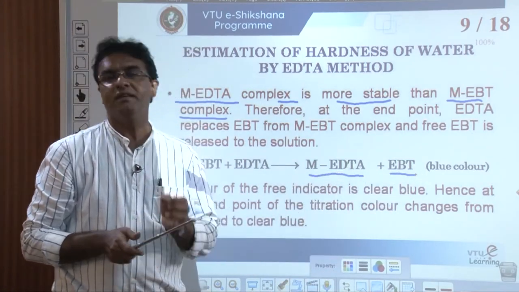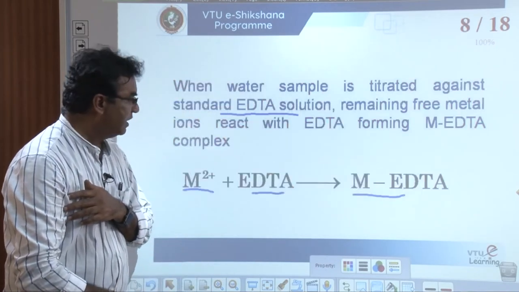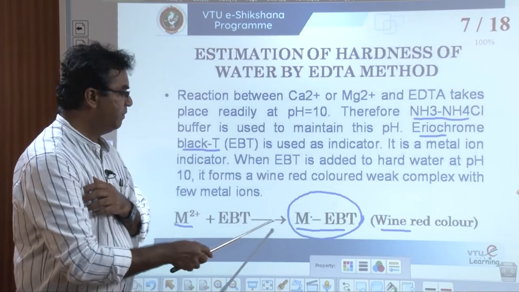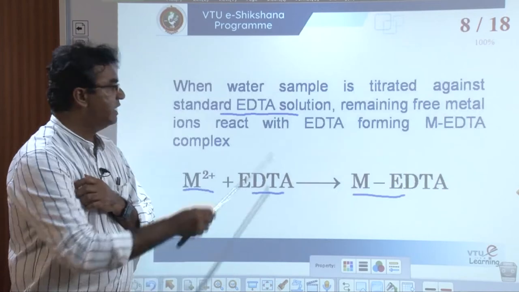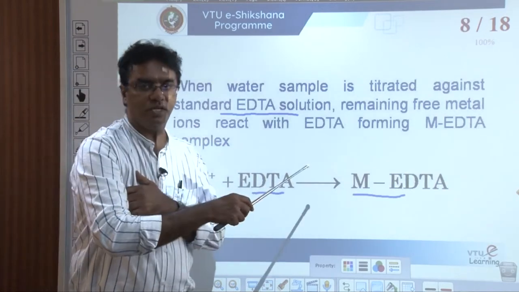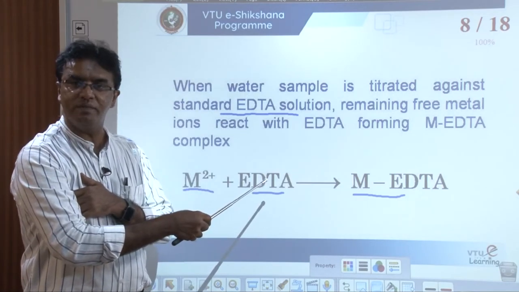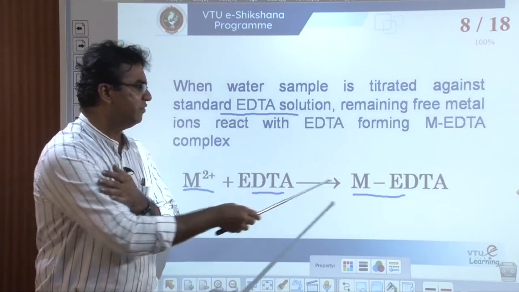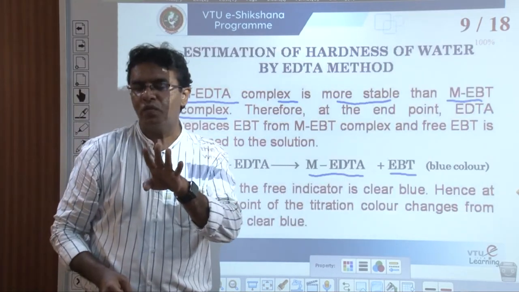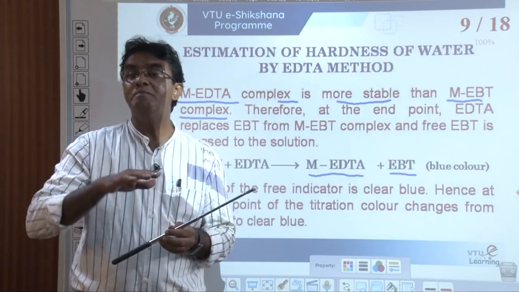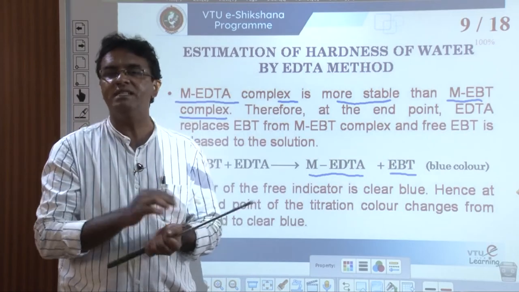Try to understand this. You are adding indicator, therefore a complex is formed in the reaction mixture, that is the metal indicator complex, and the color is wine red. Then you started adding EDTA. EDTA is also a strong ligand and it forms a complex with the free metal ions present in the reaction mixture. There are plenty of metal ions present, so it forms metal EDTA complex. Therefore, in the reaction mixture, there are two complexes. One is the metal EDTA complex, the other one is the metal EBT complex. Out of these two complexes, the metal EDTA complex is stronger.